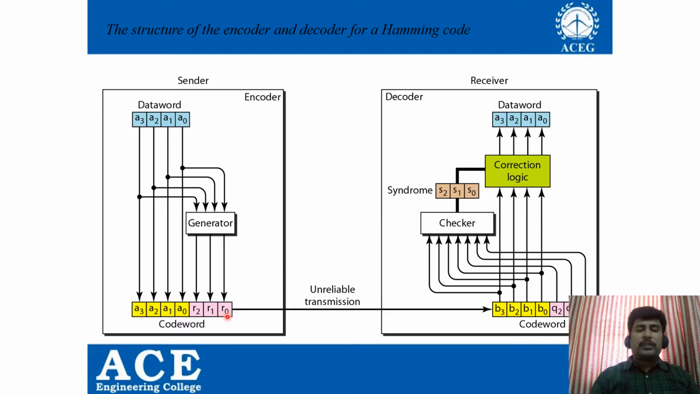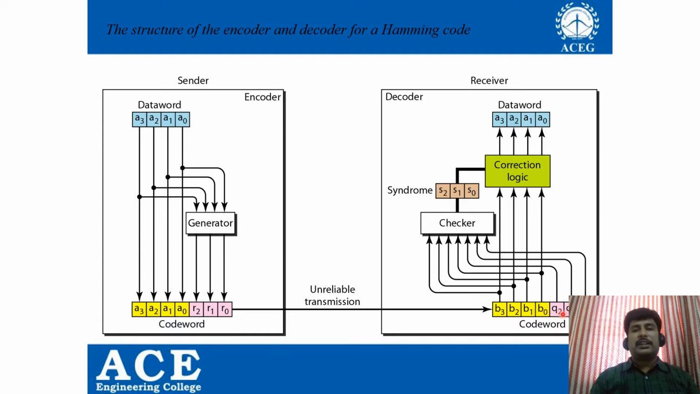This code word will be transmitted to the receiver end, and the data received at the receiver is indicated with different variables. Instead of A, we are representing with B, and the 4 data bits are represented as B3, B2, B1, B0, and the redundant bits are indicated with variables Q2, Q1, Q0.